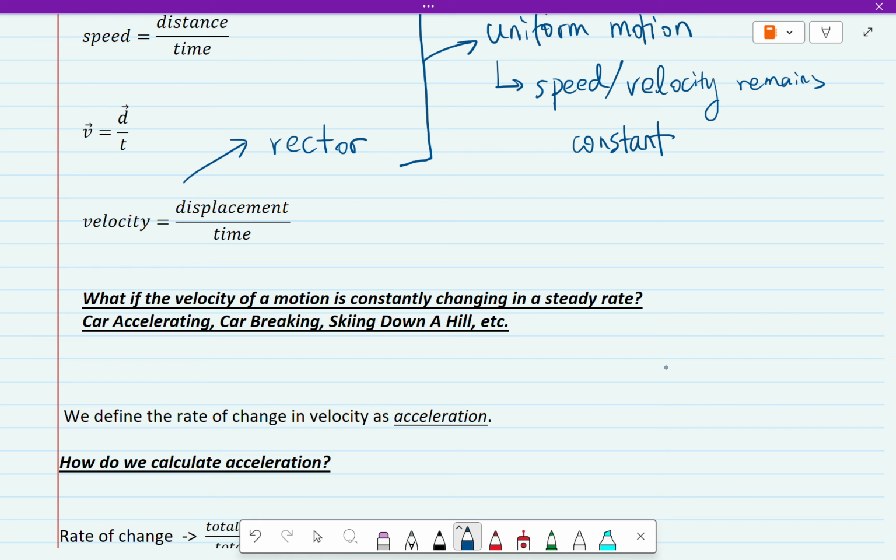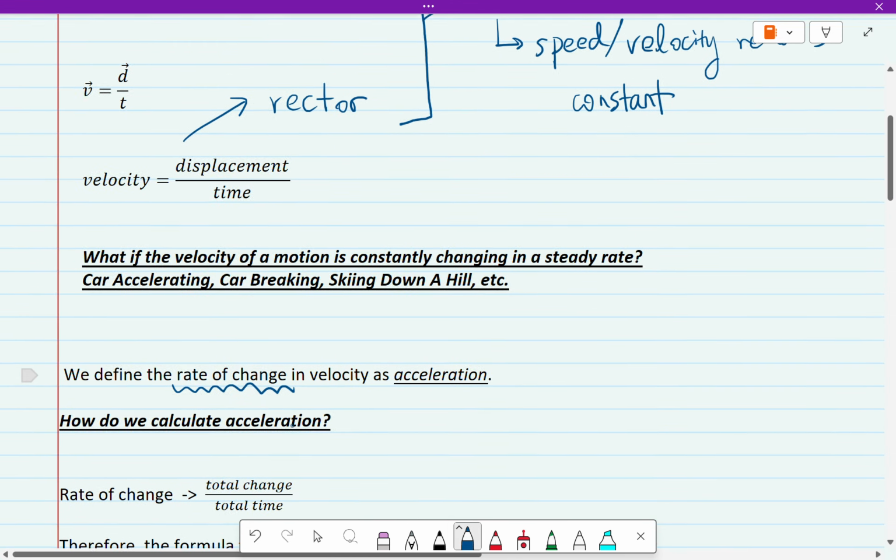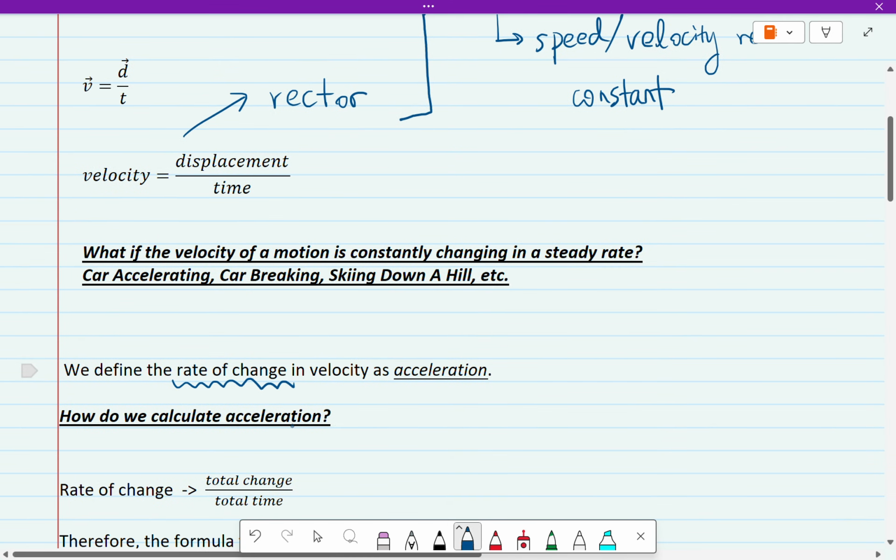So now, how do we calculate acceleration? Since acceleration is the rate of change in velocity, we need to think about our general thought process when it comes to rate of change. Whenever we think about rate of change, we are always trying to use the total change in the entity that we're trying to find the rate of change of, over the total time it takes to change this entity.